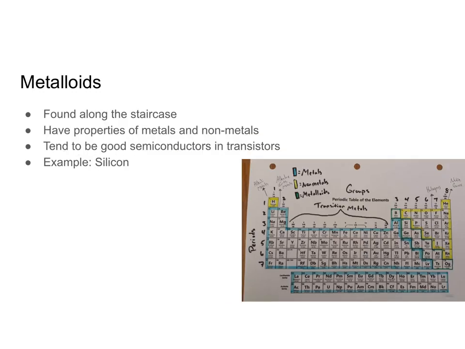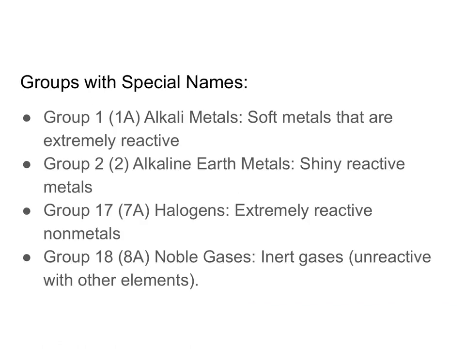You can also see the metalloids are found along the staircase. That's the green ones that I labeled in mine. Whatever you labeled them with, they have properties of metals and nonmetals, and tend to be good semiconductors in transistors. Very, very important. Silicon Valley, the transistors that you build a lot of computers, technology, and such like that. So metalloids do have a purpose. They are very important.